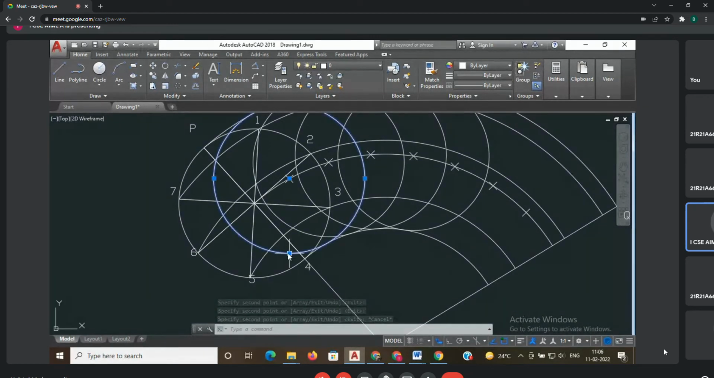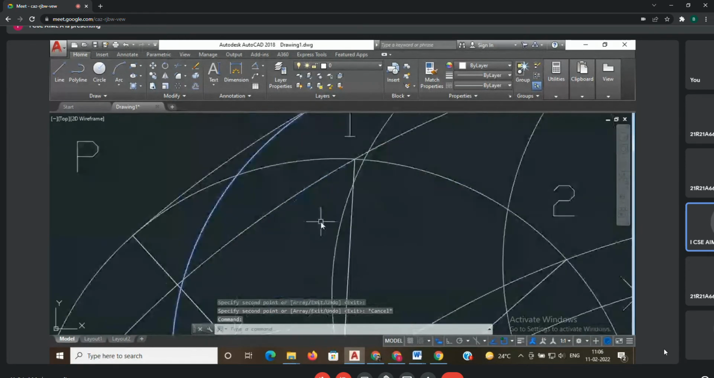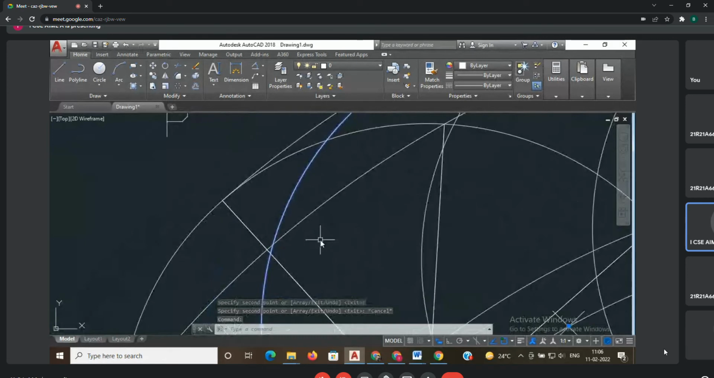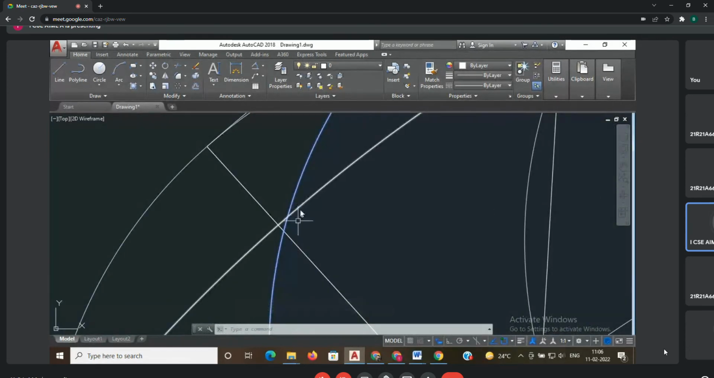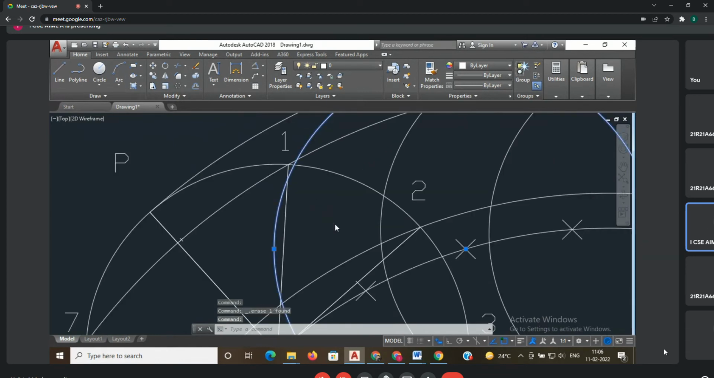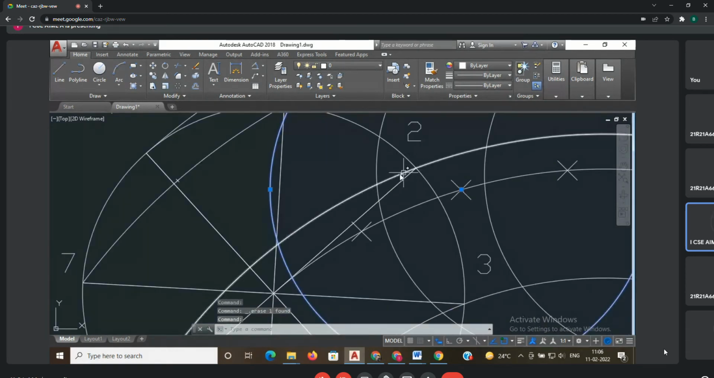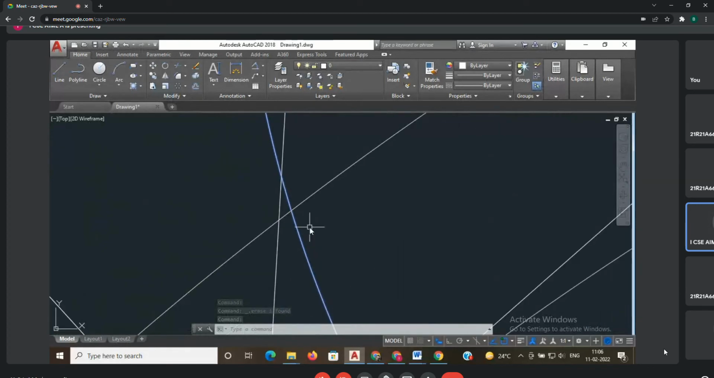Now this is my first circle. The first circle is intersecting the first line. Where is it? Here it is intersecting. That's why I will make 1 point. PO, and pick the point. Delete the circle. Next, the second circle is this. The second point, where is it intersecting? Somewhere here. This is your intersection point.